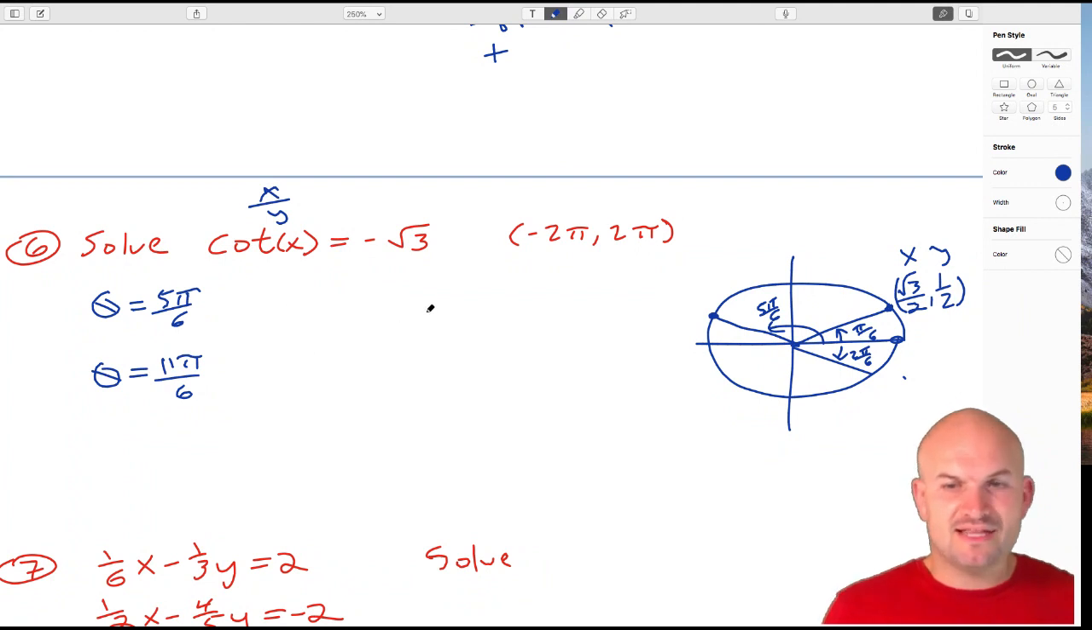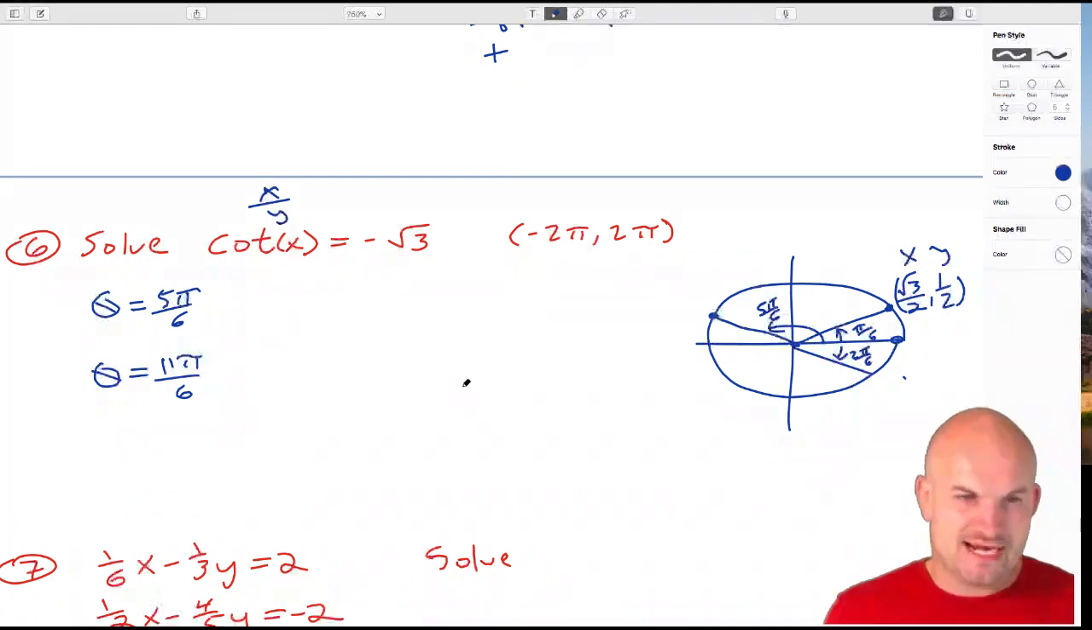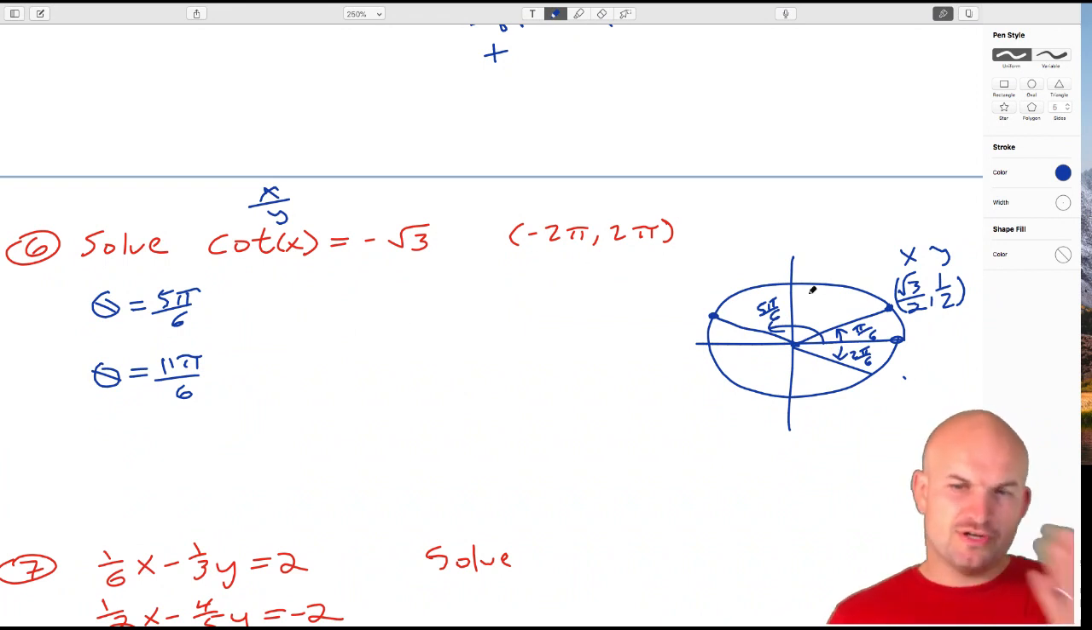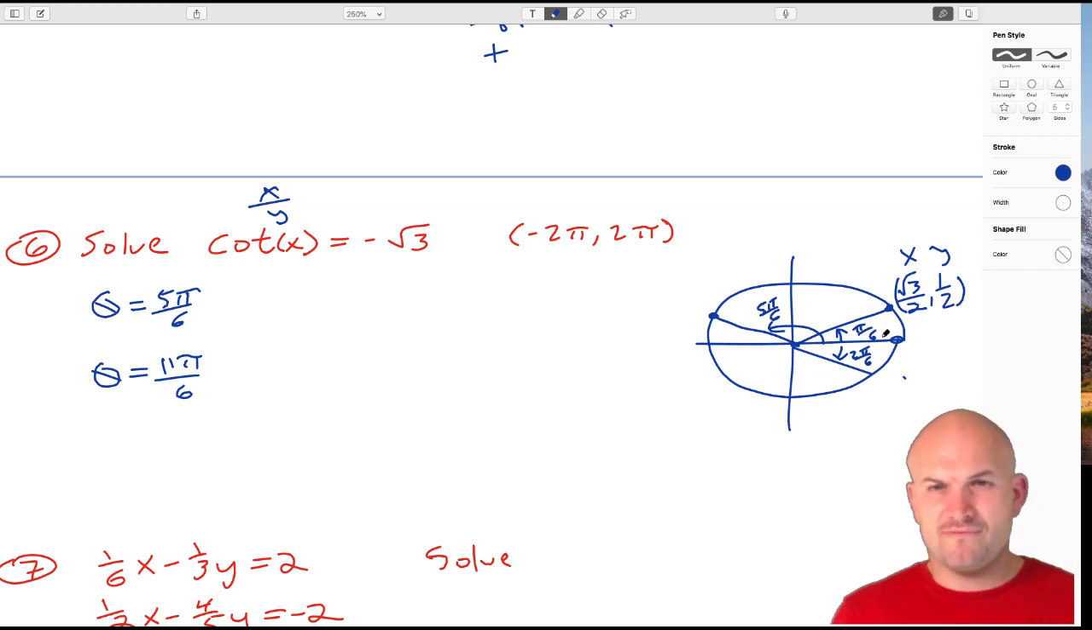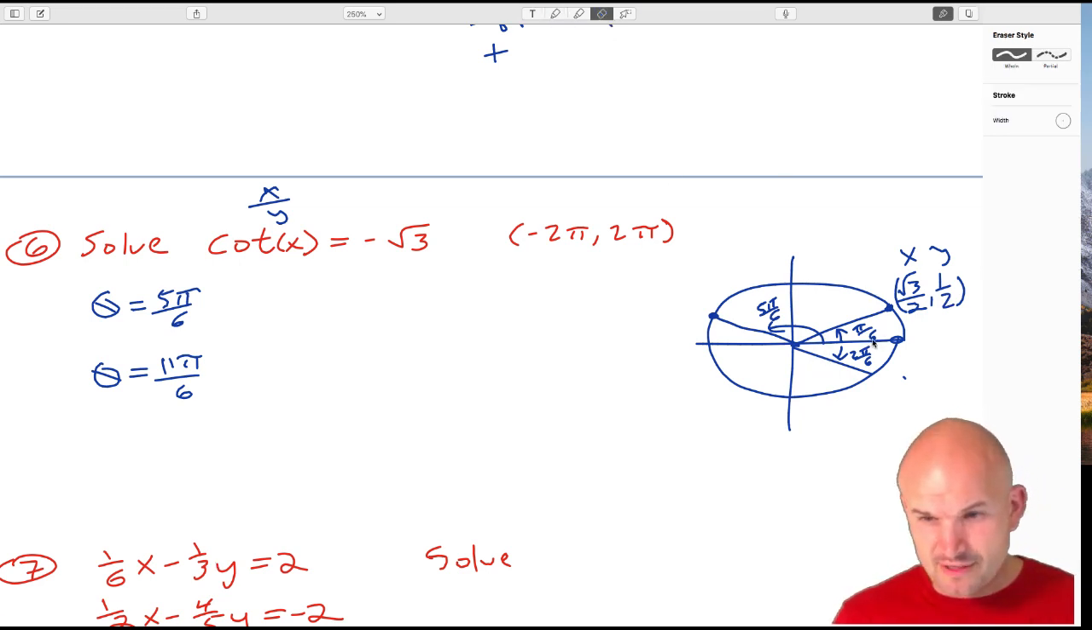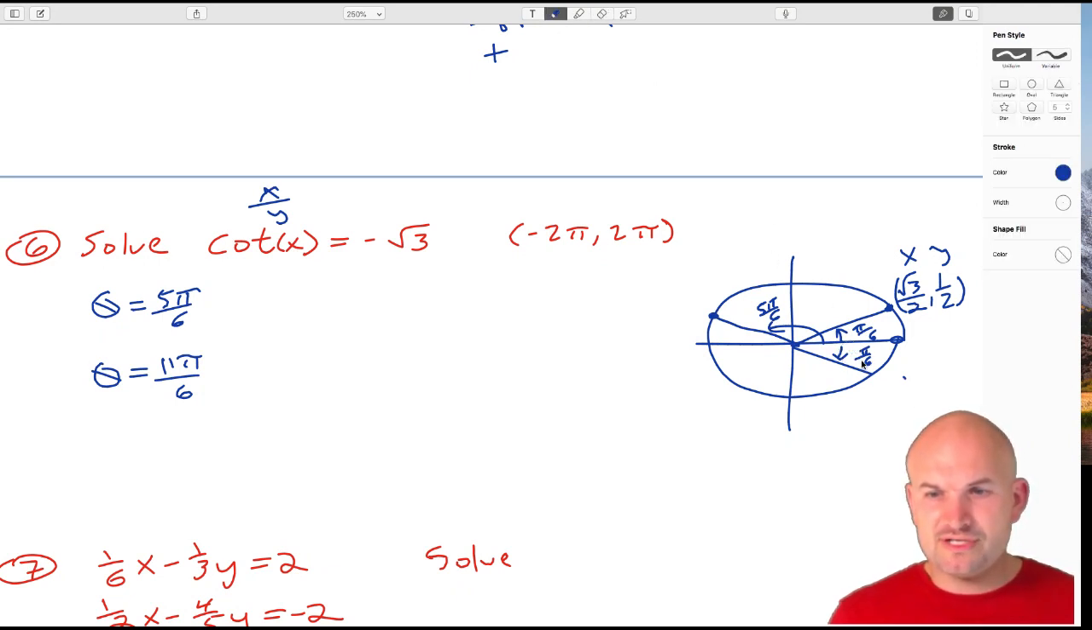Now let's look at this relationship here. There's a way that we can write this. If you notice, you go to 5 pi over 6, and if you add pi, that's going to take you to the next solution, which is 11 pi over 6, right? And you could also reason, if you subtract pi, that's going to take you back there.